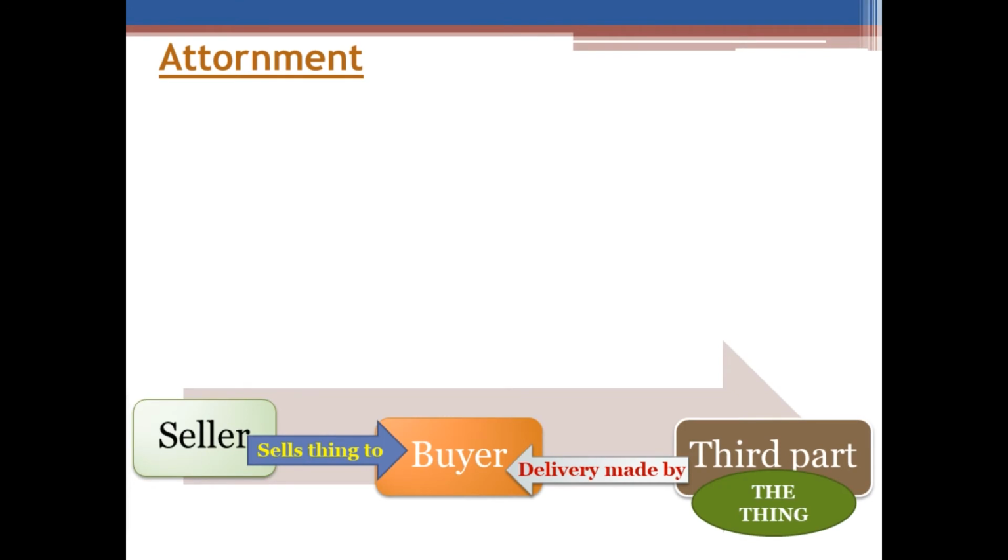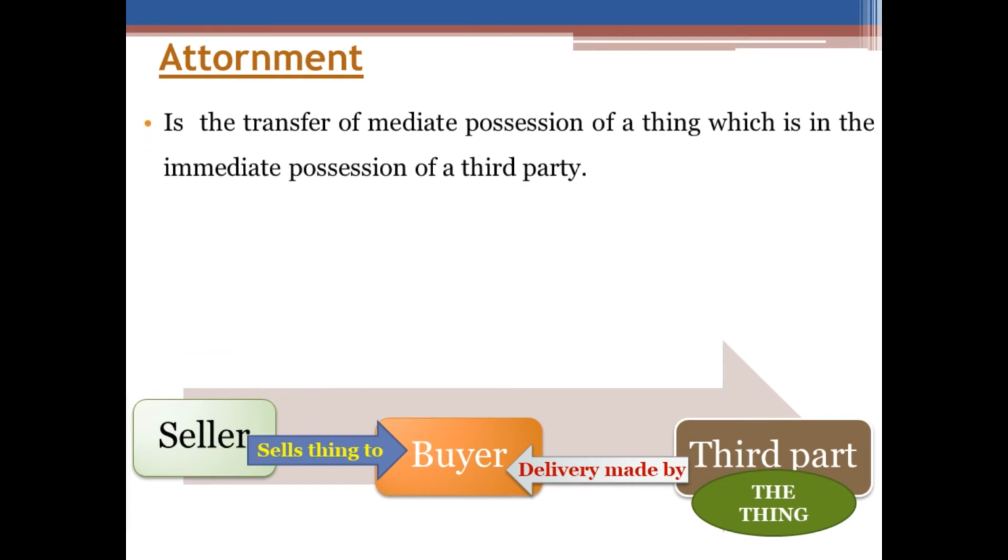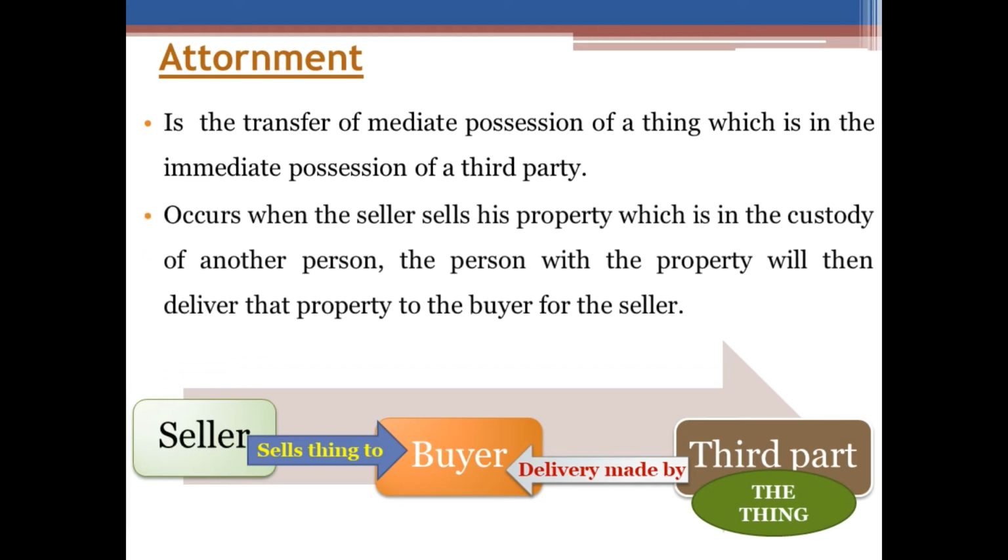Next, we have attornment. Attornment is the transfer of immediate possession of a thing which is in the immediate possession of a third party. It occurs when the seller sells his property which is in the custody of another person, a third party. The third party with that property will then deliver that property to the buyer for the seller. So we are saying that the seller sells a thing to the buyer, but the thing is in the possession of a third party, who then delivers that thing for the seller to the buyer.